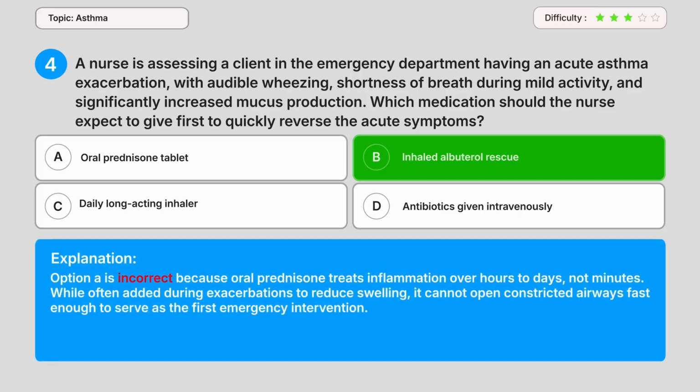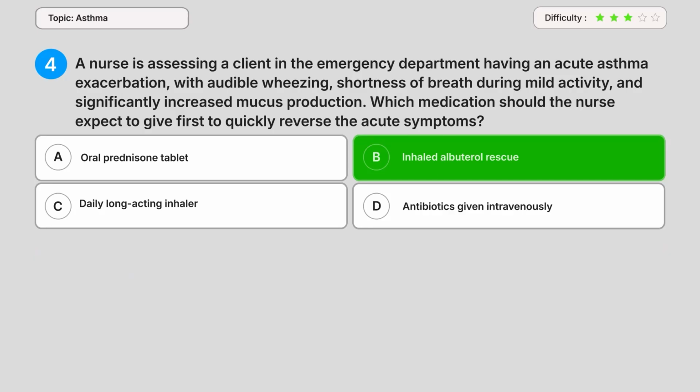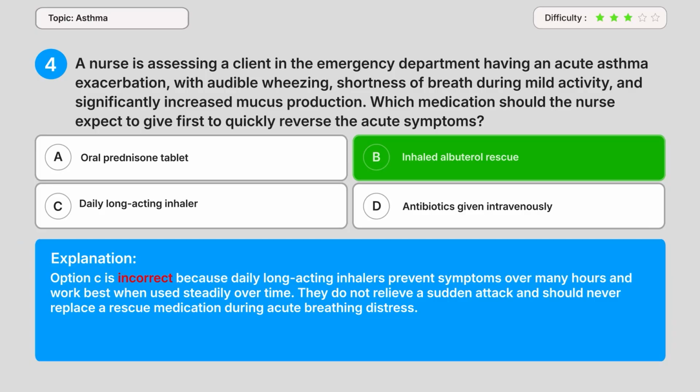Option A is incorrect because oral prednisone treats inflammation over hours to days, not minutes. While often added during exacerbations to reduce swelling, it cannot open constricted airways fast enough to serve as the first emergency intervention. Option C is incorrect because daily long-acting inhalers prevent symptoms over many hours and work best when used steadily over time.